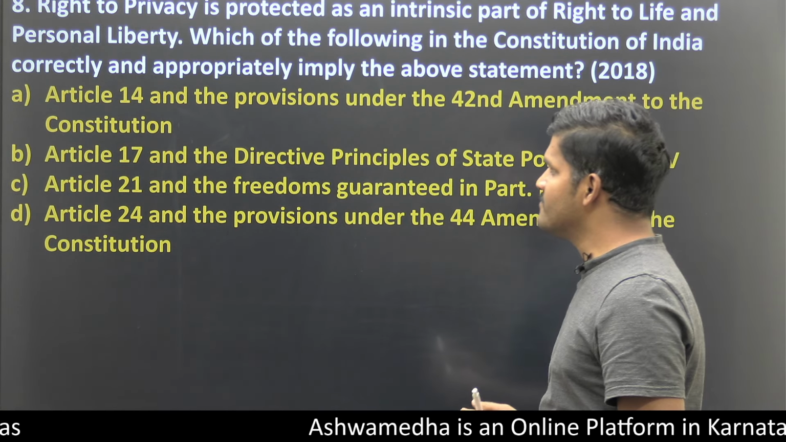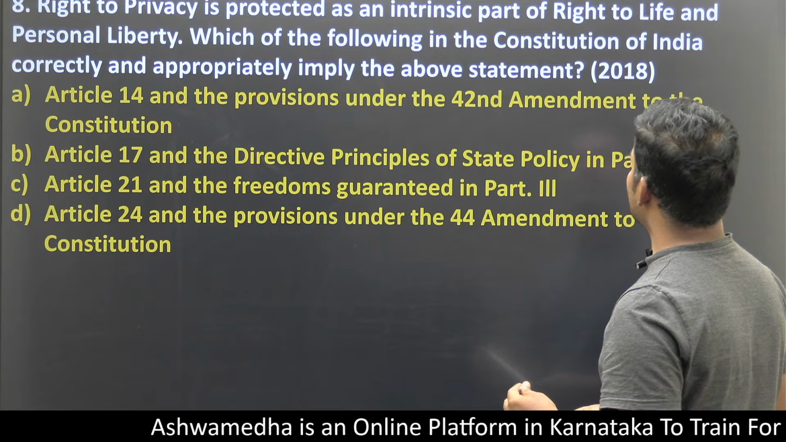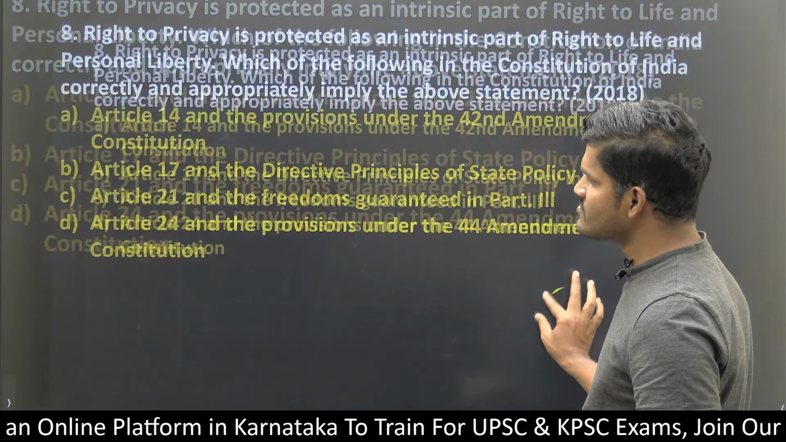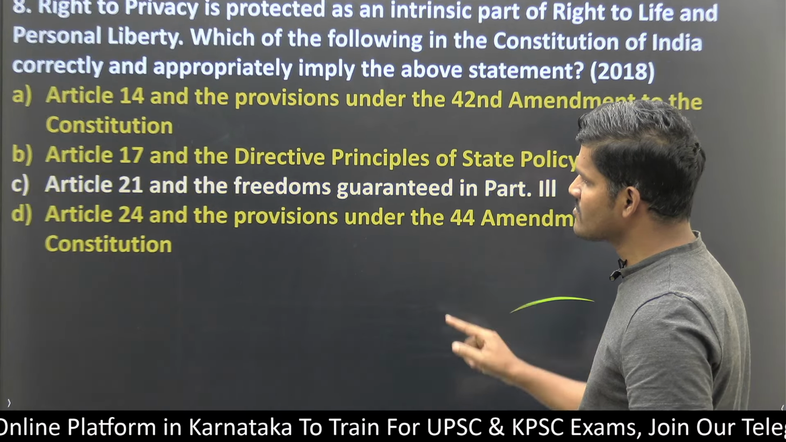Correct? Which of the following in the Constitution of India correctly and appropriately implies the above statement? So Article 21 and the freedoms guaranteed in Part III. See, Article 21 speaks about liberty. This question is very easy.